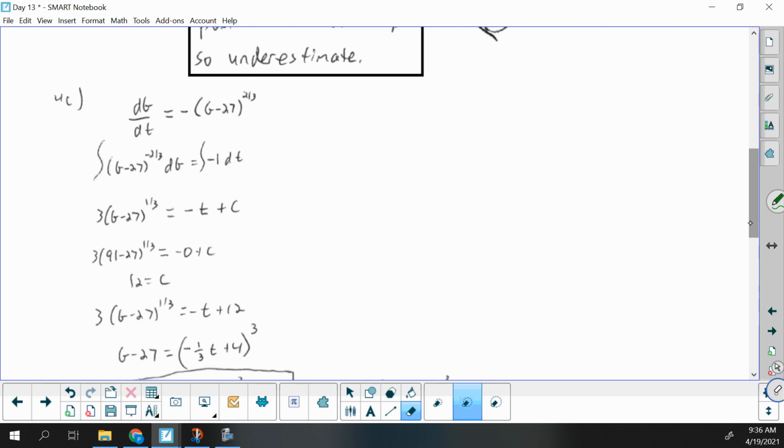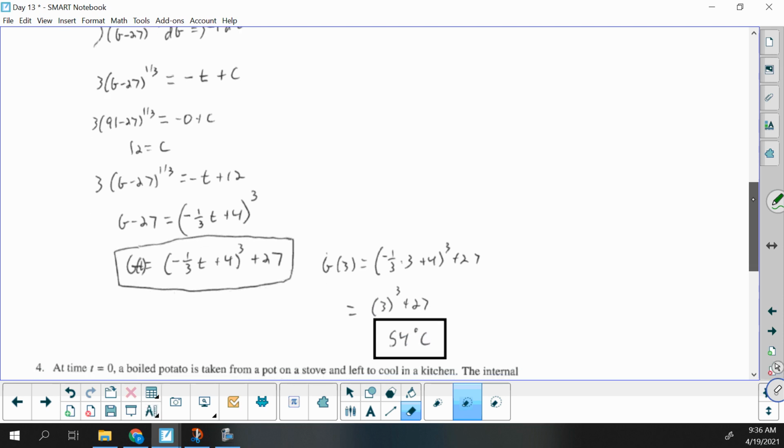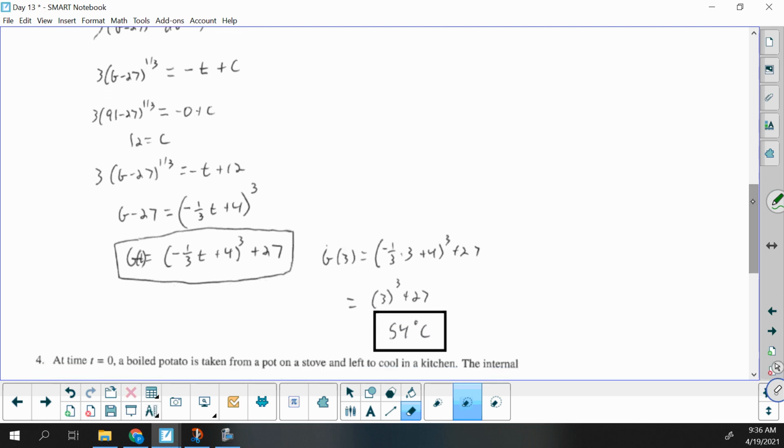And I subbed in the 91 and the 0 to resolve the c, which was 12. Once we had that, divide by 3, cube both sides, and add the 27. And that gives us our solution to that differential equation. We then wanted to know at t equals 3, what is our internal temperature? So just sub in the 3 to that, and we get 54 degrees Celsius.